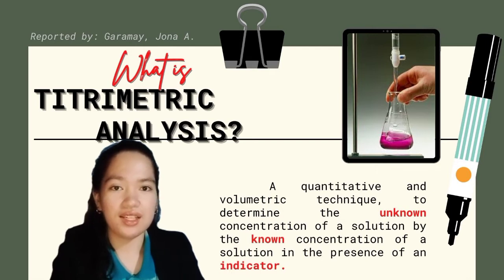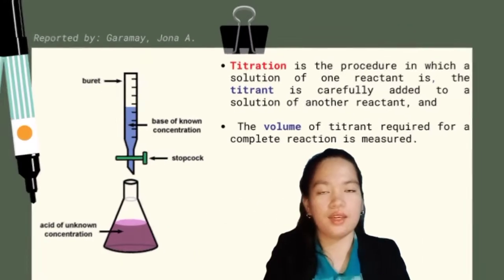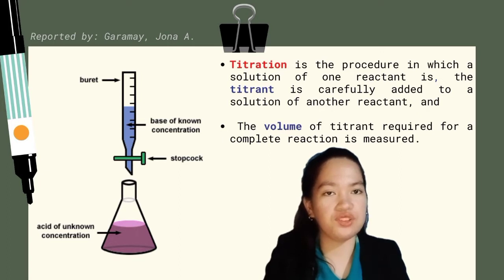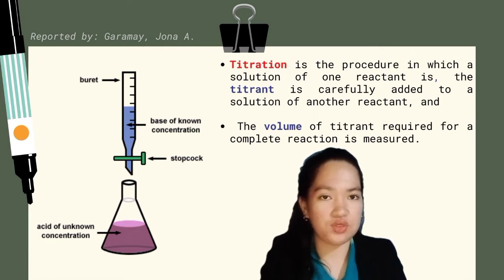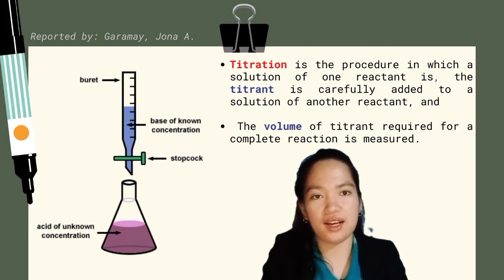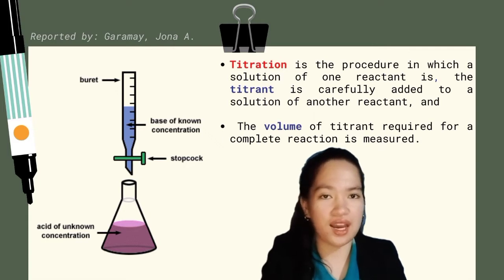Or in short, titrations are analytical techniques we can use to quantify the amount of the desired substance present in a given sample. Titration is the procedure in which a solution of one reactant, the titrant, is carefully added to a solution of another reactant, and the volume of titrant required for a complete reaction is measured. The concentration of one solution, usually but not necessarily the titrant, is known. This allows one to calculate the concentration or the amount of reactant in the other unknown solution, using the known reaction ratio. A typical laboratory technique for applying quantitative chemical analysis is titration.